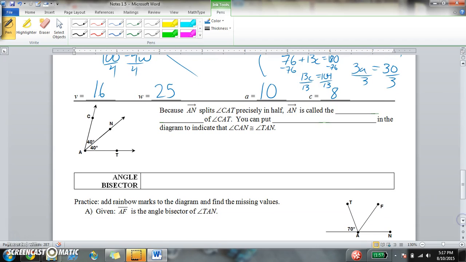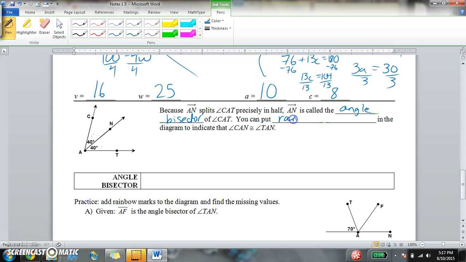Last concept for the lesson is the concept of an angle bisector. So in this diagram, because AN, that's a ray, it splits this angle in half into two 40-degree chunks, so two equal pieces. We call that an angle bisector. We hear the word bisector a lot. Bisector is just something that cuts something else in half. So an angle bisector cuts an angle in half.